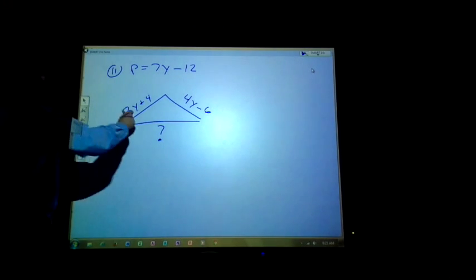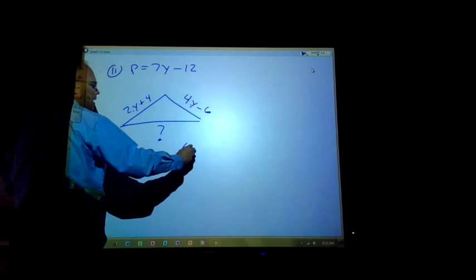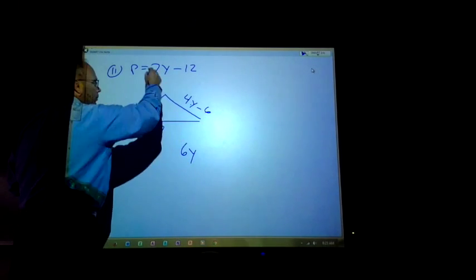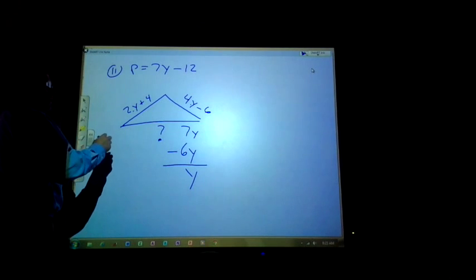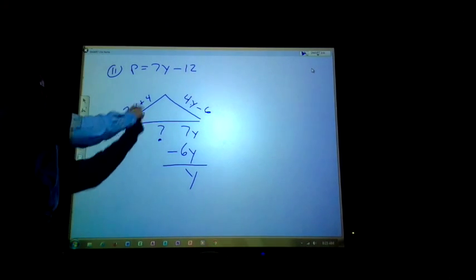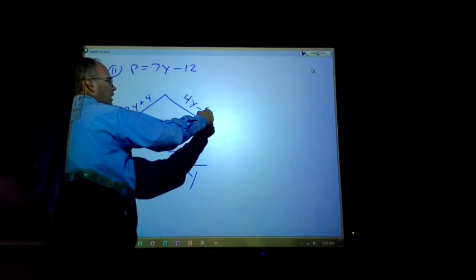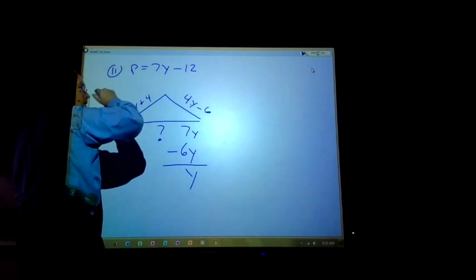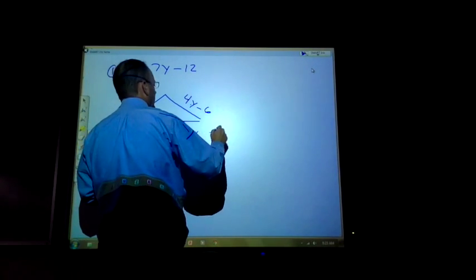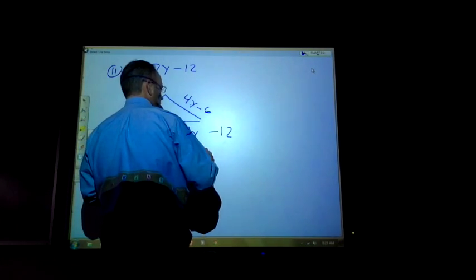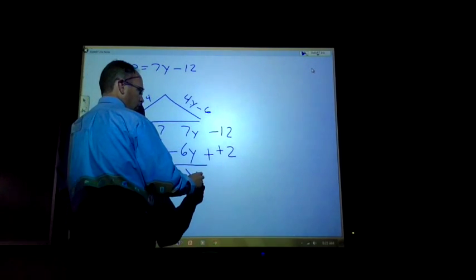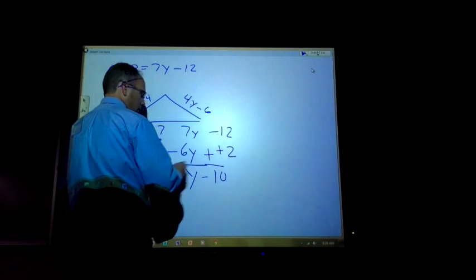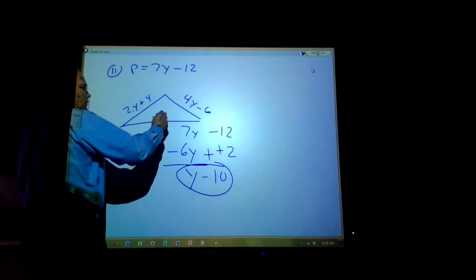So technically, I could go 2y plus 4y, that's 6y, and then go, well, I already know the perimeter is this, so I'm just going to subtract that, and that's going to give me y. So that's the first part. And then 4 and negative 6 is negative 2. So we go negative 12 minus negative 2. That's the same thing as plus, so that side is y minus 10.